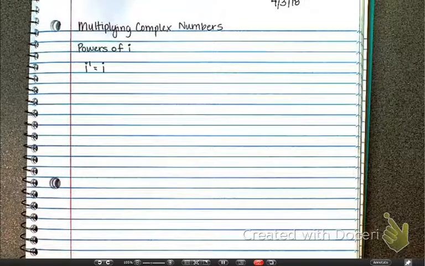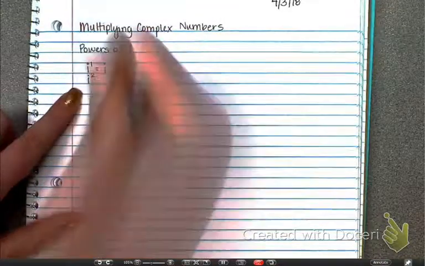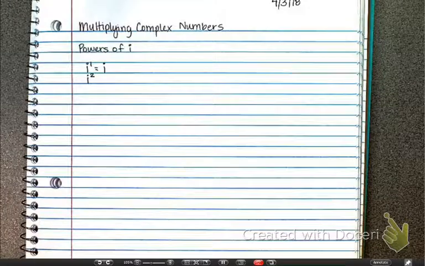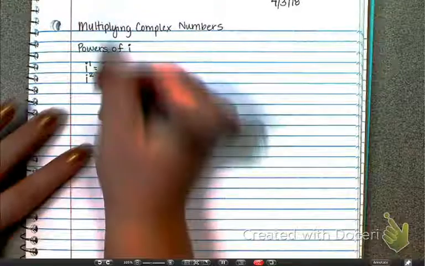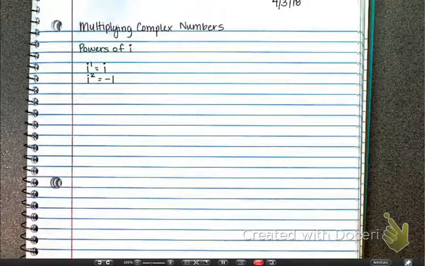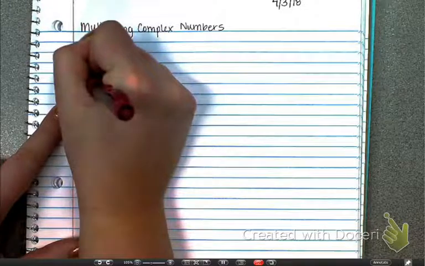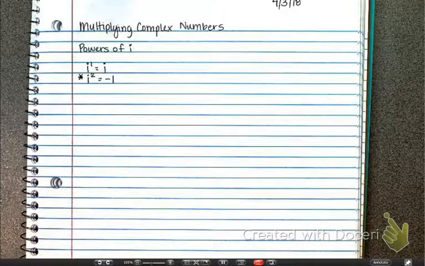Now here's the one piece you really need to remember. When you get i squared, you are going to replace i squared with a -1. So i squared is really a -1. This you need to know. Okay, i squared gets replaced with -1.